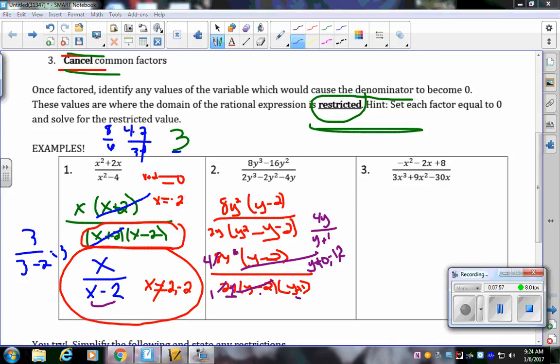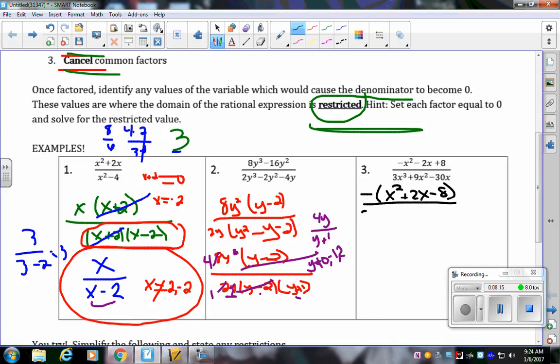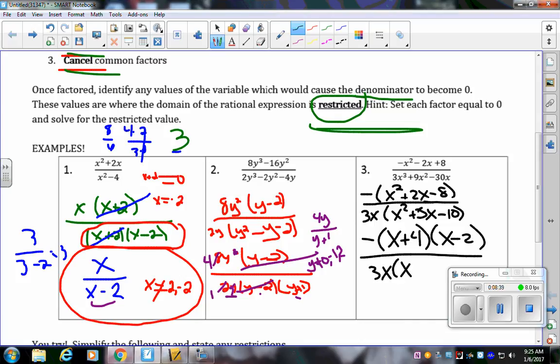All right, let's take a look at number 3. Okay, now in my numerator, notice my x squared term is negative. It's much easier if that x squared term or whatever squared term is positive. So I'm going to go ahead and factor out a negative up there. So I have negative times x squared plus 2x minus 8. In my denominator, I can take out a GCF of 3x, which leaves me with x squared plus 3x minus 10, sorry, I forgot to divide that by 3. All right, both of those can be factored farther. My numerator can factor into x plus 4 times x minus 2. My denominator can factor into x plus 5, x minus 2.